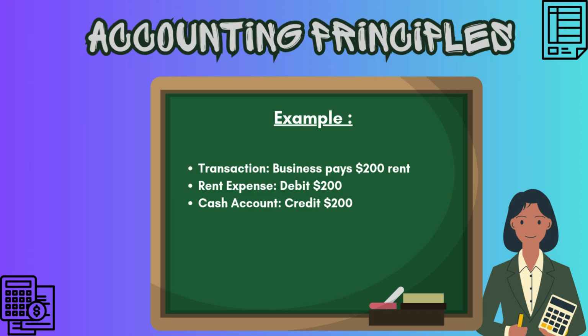Here's another example. The business pays $200 for rent. Rent expense is debited $200 because expenses increase with debits. Cash is credited $200 because cash is decreasing. Again, debit equals credit, keeping the accounts balanced.